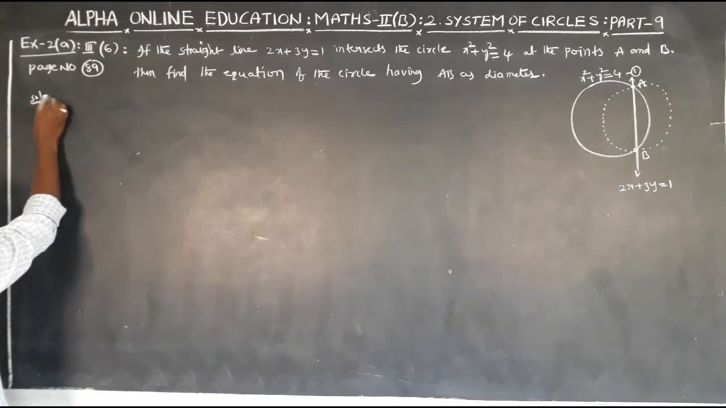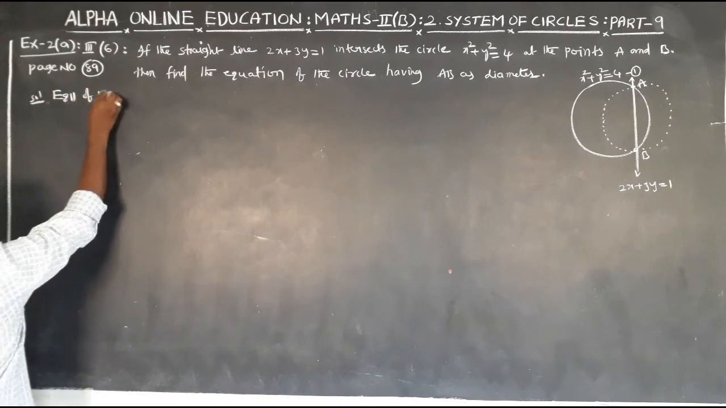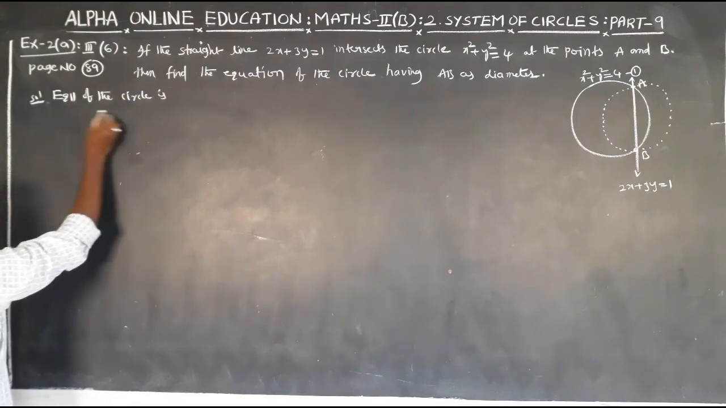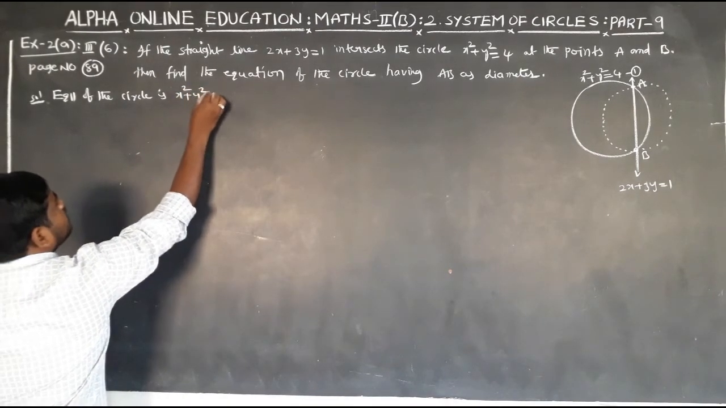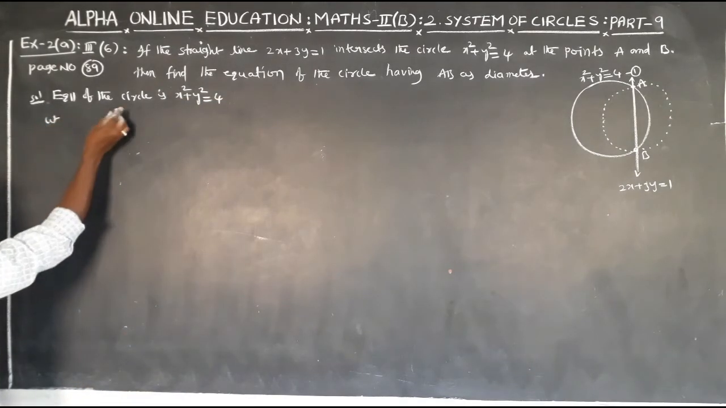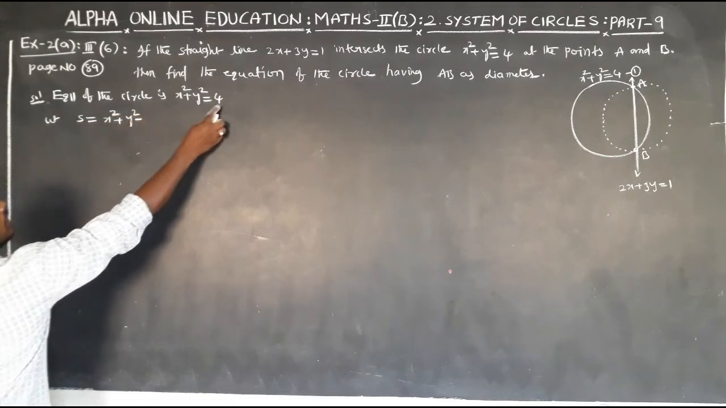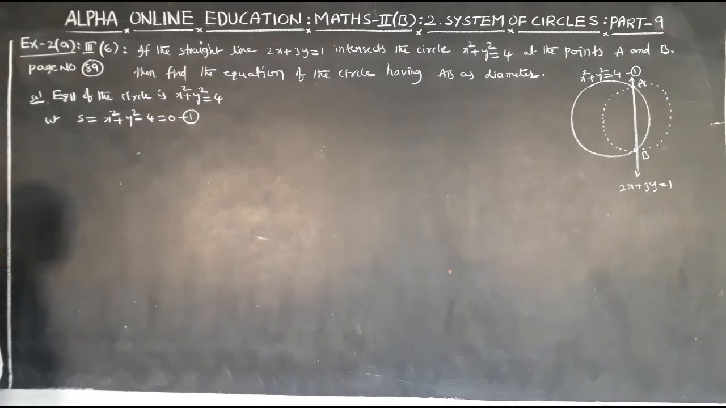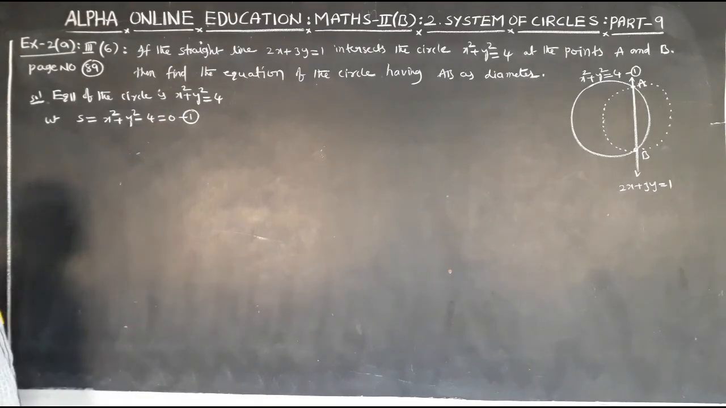Equation of the circle is x square plus y square is equal to 4. Let the equation of the circle S is equal to x square plus y square minus 4 is equal to 0.